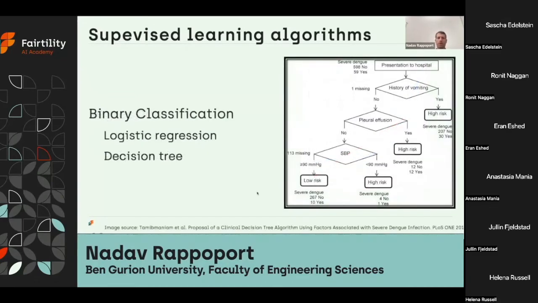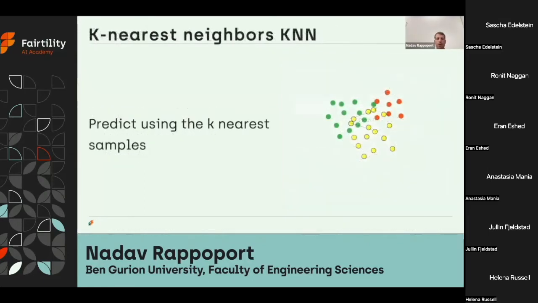For binary classification, we can fit a logistic regression, which is a linear model with a logistic transformation, or a decision tree. Another algorithm that can be used for supervised learning is called KNN, K nearest neighbors. In this algorithm, given a new sample, it looks for the K nearest samples in the data, and then it uses their labels to predict the label of the new sample.